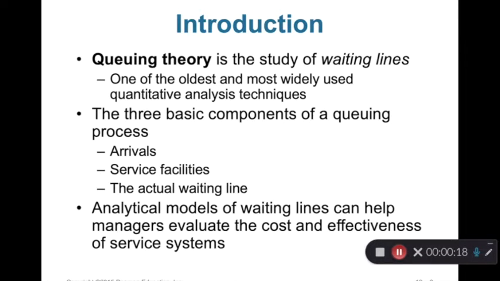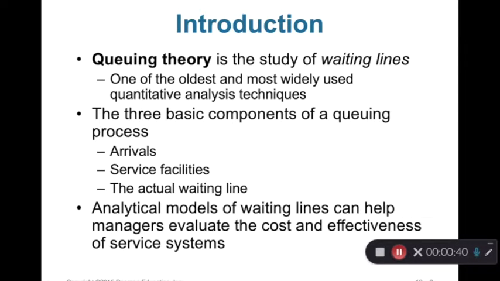You must be familiar with the waiting lines. For example, you go to McDonald's, you see a waiting line. If you go to Walmart, you also see the waiting line. So you can see the many waiting lines in reality. This is why waiting line models are very important for business. And then we have to study queuing theory.